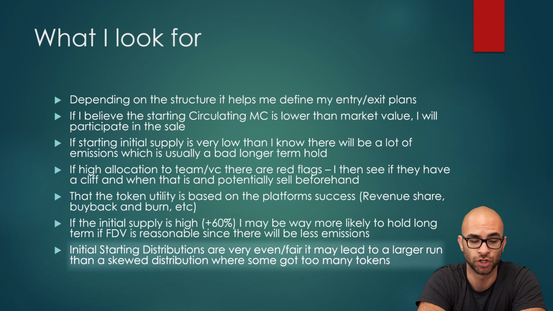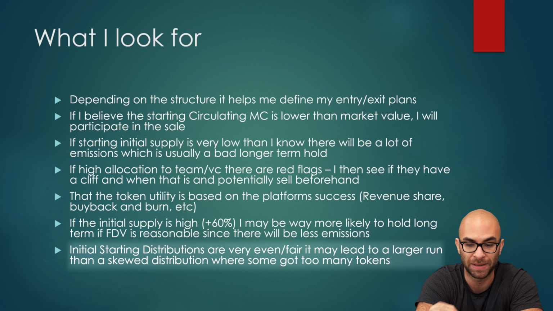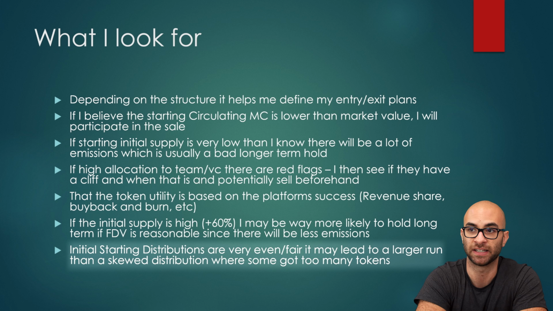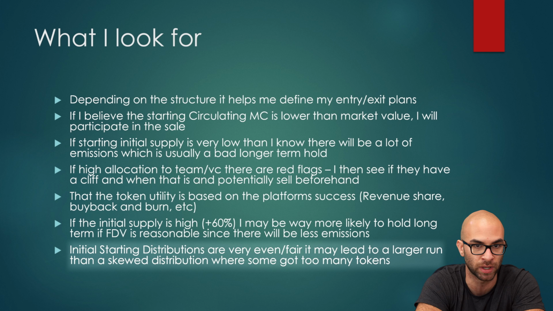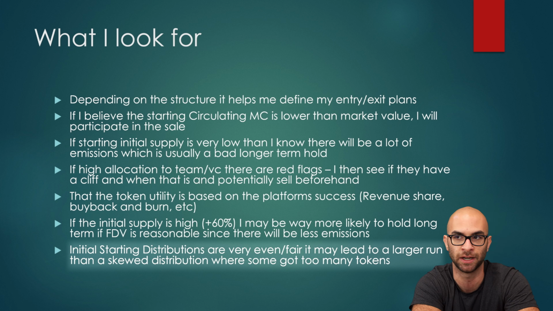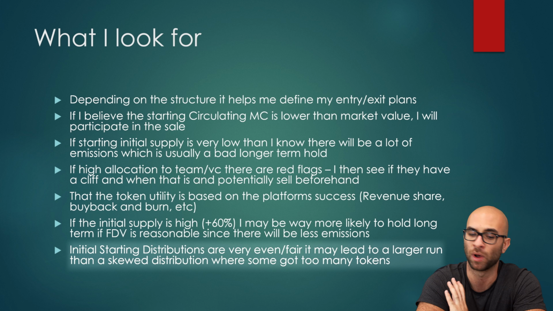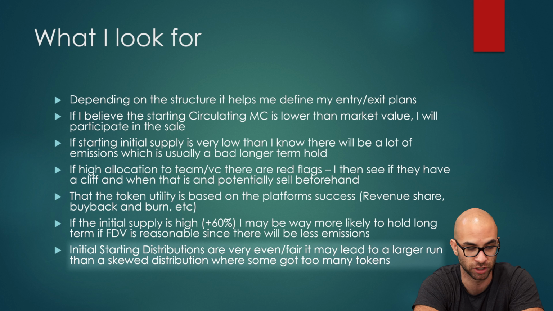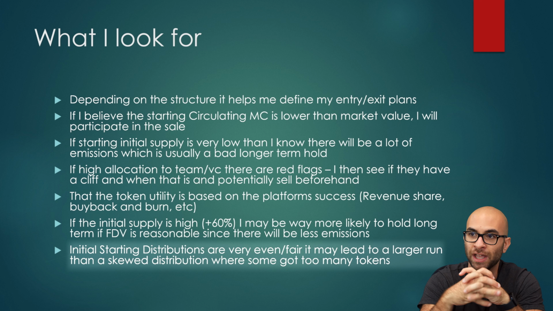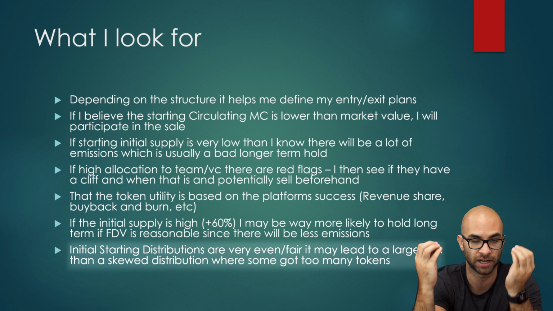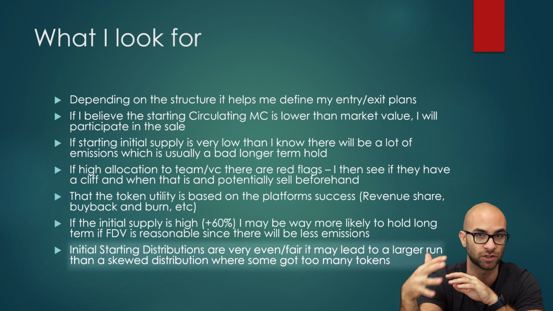And then the very last note is the initial starting distributions being fair or being even. I see sometimes with these initial starting distributions that there might be a few people that got way too much of the token, especially if they sniped the token or they did some sort of airdrop and the airdrop had a bad distribution to it. Whatever the case is, I pay very close attention to this. You want as many people to have as even a distribution as possible. And the more people that have a large percentage of the supply, the worse it is, because the more damage they can cause to the actual price of the token.